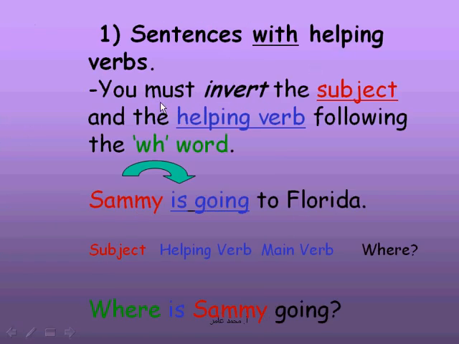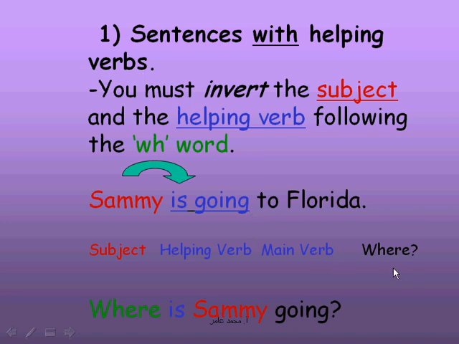Sentences with helping verbs. You must invert the subject and the helping verb following the WH word. For example, Sammy is going to Florida. Here we have to shift. We have to invert the subject and the helping verb, the auxiliary. So here we have Sammy, the subject, is the helping verb, and going the main verb.